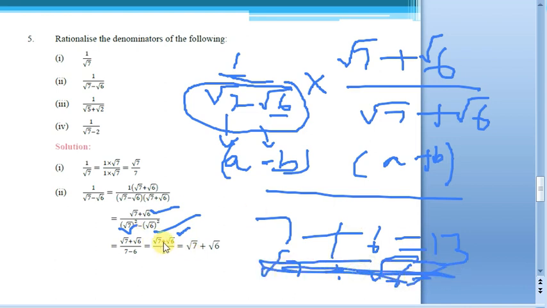So here, root 7 plus root 6 by 1. Why? Because in the denominator, root 7 square minus root 6 square is going to be 7 minus 6, which is 1, and the answer is going to be root 7 plus root 6. So see, in the denominator part we have 1, which is rational. So we have eliminated the irrational denominator. If you see the value of this one and this one, both will be the same. Why? Because we have multiplied the numerator and denominator with the same number, so the value won't change.